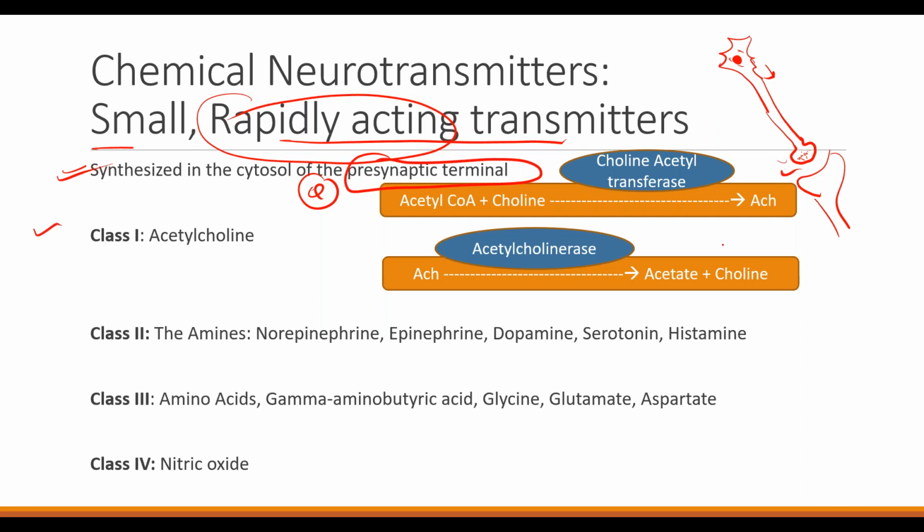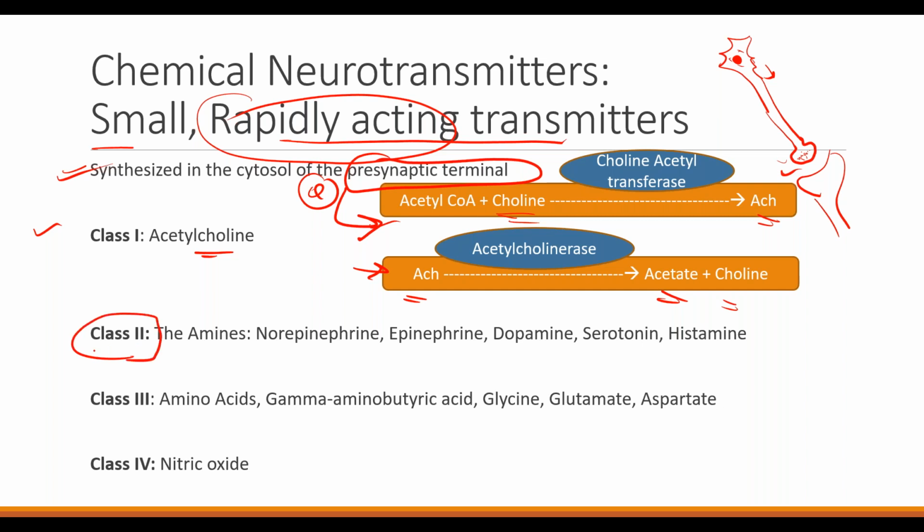So there are four classes of rapidly acting transmitters. The very first is acetylcholine. How is acetylcholine formed? You know this already from your biochemistry. Acetyl coenzyme A and choline, when they are joined with the help of choline acetyltransferase, form acetylcholine. Also, acetylcholinesterase can lead to its decomposition. Acetylcholine can be decomposed or simplified into acetate and choline. This is how acetylcholine is synthesized in the presynaptic terminal. So this is synthesis, and in the synaptic cleft, usually, this is broken down.